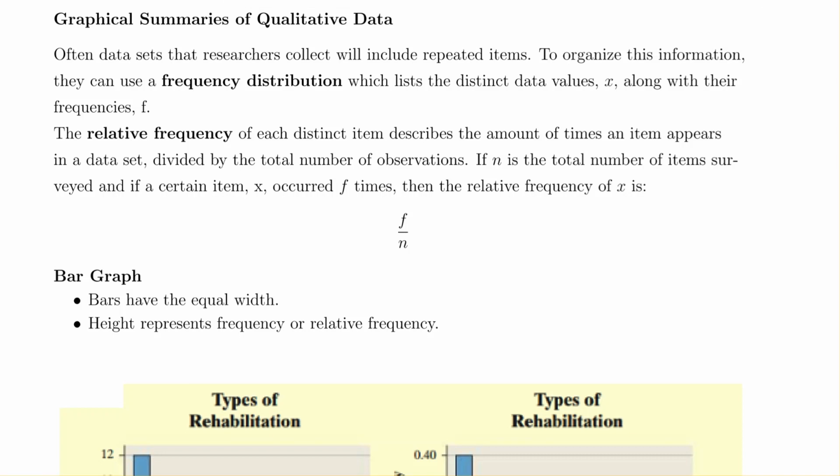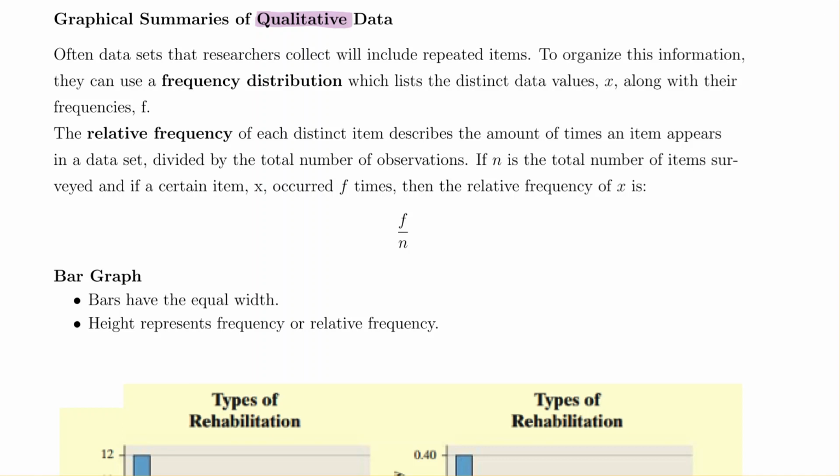Graphical summaries of qualitative data. As we saw in an earlier section, data can be separated into two main types, qualitative or quantitative. Depending on what type of data we have, the way we summarize or graph it is different. So in this video, we're going to look at graphical summaries just for qualitative data, also known as categorical data.